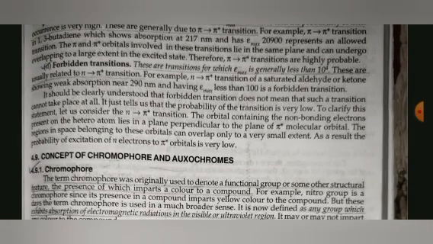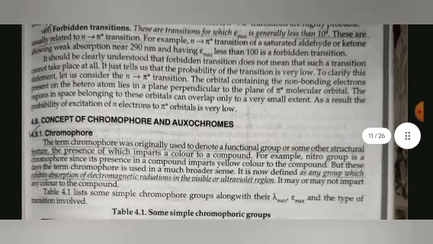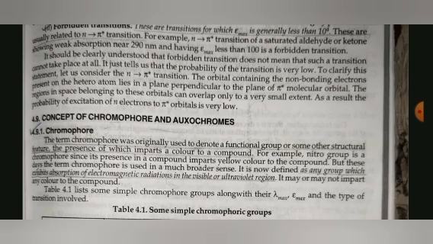Forbidden transitions. These are the transitions for which epsilon max is generally less than 10 to the power 4. These are usually related to n to pi star transitions. For example, the n to pi star transition of a saturated aldehyde or ketone, showing weak absorption near 290 nanometers and having epsilon max less than 100, is a forbidden transition. It should be clearly understood that a forbidden transition does not mean that such a transition cannot take place at all. It just tells us that the probability of the transition is very low.